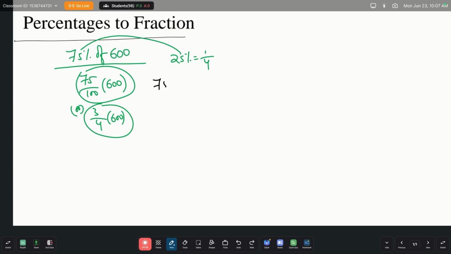75 into 6. So we need to cancel the zeros, 00 is cancelled. Instead of writing directly 75 by 100 into 600, we can cancel. Percentage itself 2 zeros is cancelled. Directly 75 into 6. 7 6s are 420. 5 6s are 30. So 420 plus 30 equal to 450.